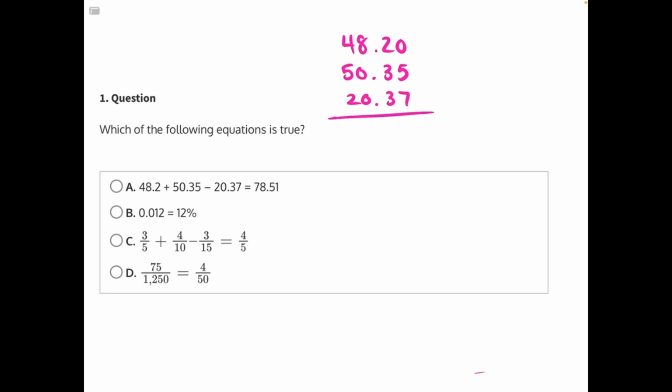If this answer choice is correct, it should equal 7851. But we don't have to solve the whole thing. We just have to solve this first column of math, because if it doesn't equal the number 1, then we can automatically eliminate it as an answer choice.